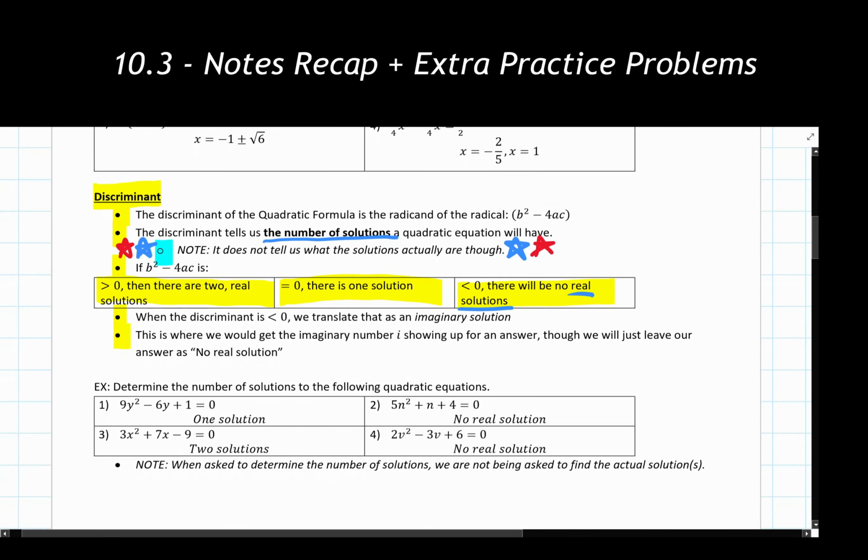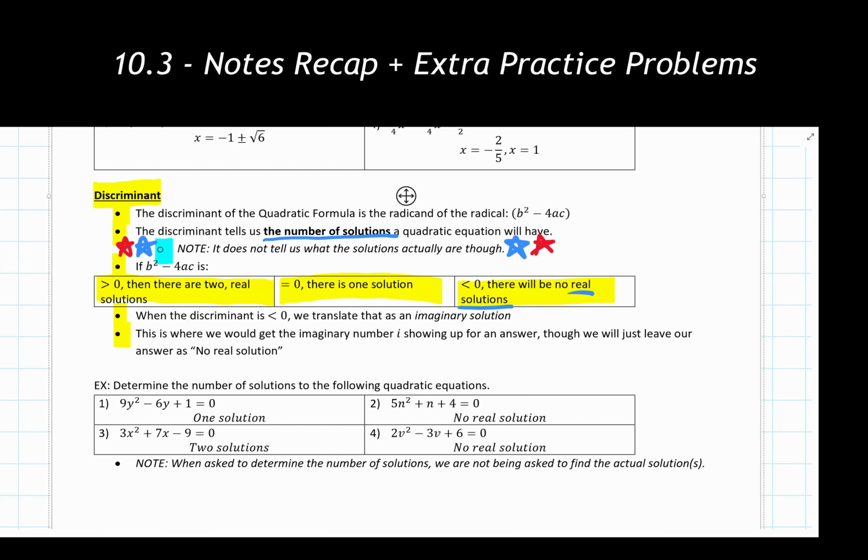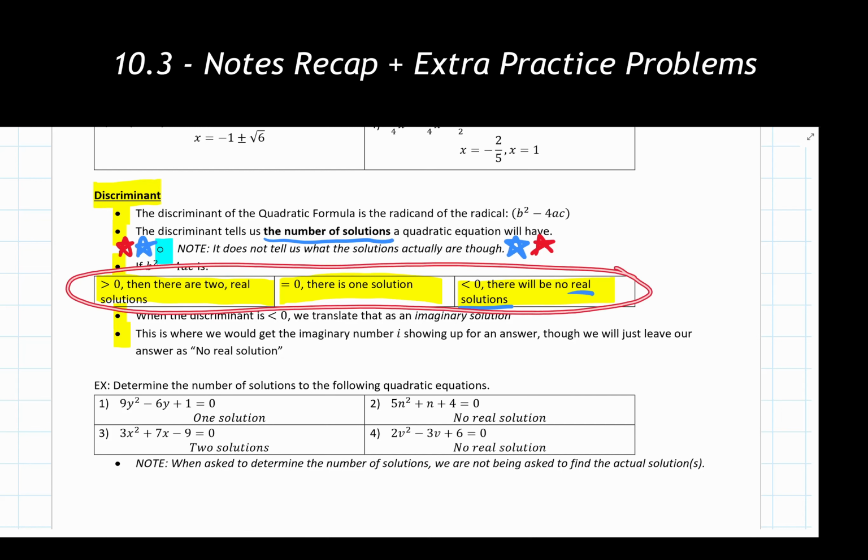Then we also worked with the discriminant. Make sure that we are noting that it is the radical portion of our quadratic formula. And all the discriminant tells us is the number of solutions in a quadratic equation. It does nothing to actually tell us what they are. It just tells us how many of them there are. We have our main notes with that written in right here. I would recommend having those written down for yourself if necessary.